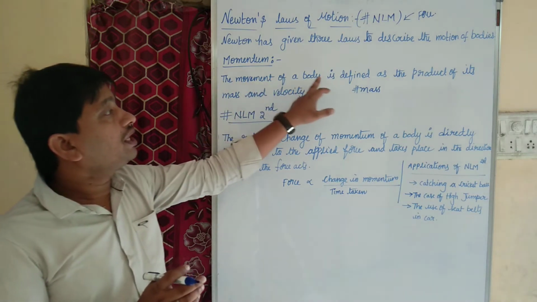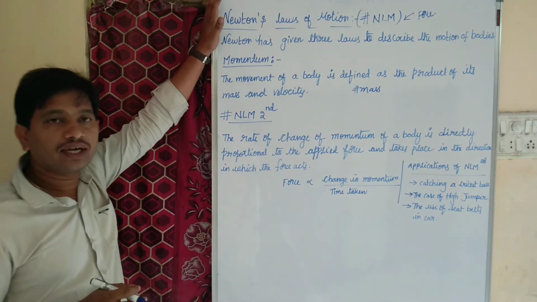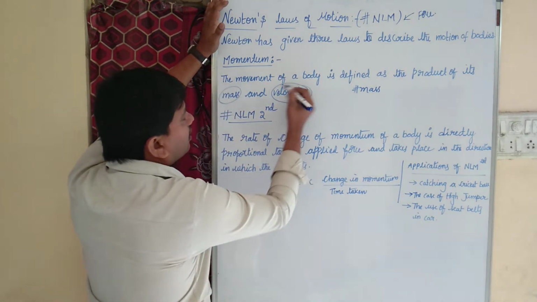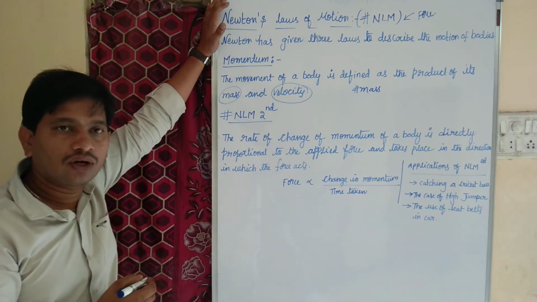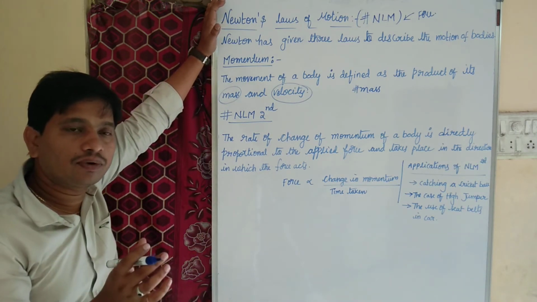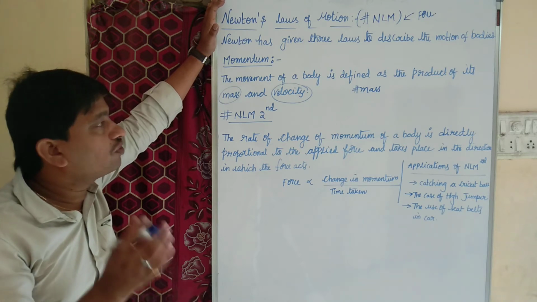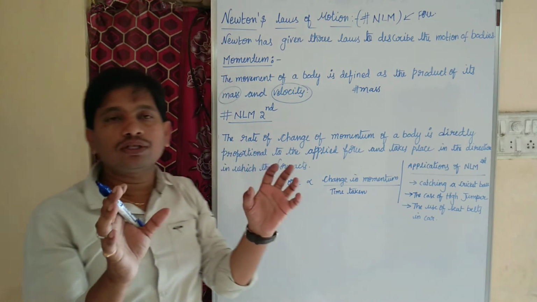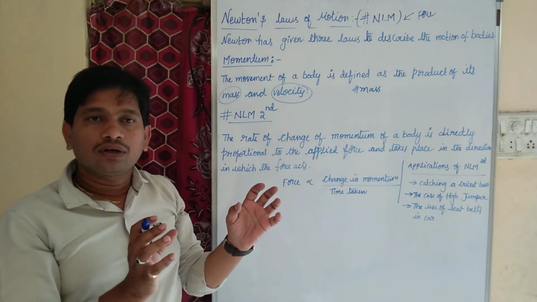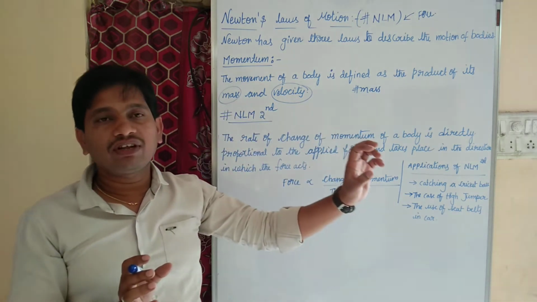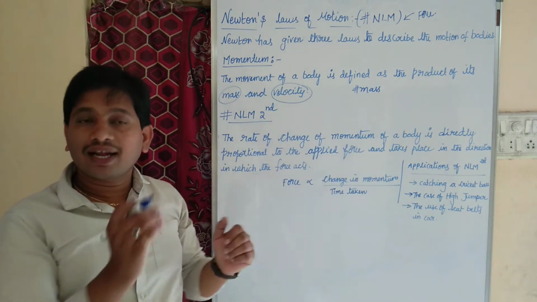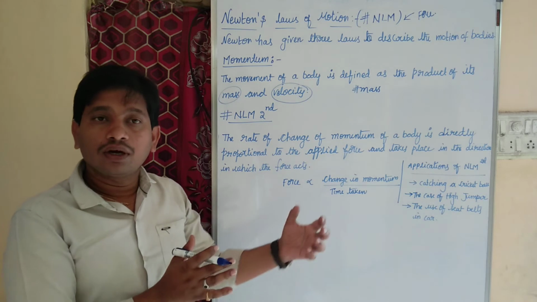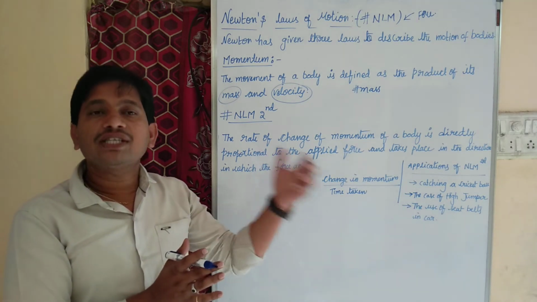The momentum of a body is defined as the product of its mass and velocity. It depends upon what and what? Mass and velocity. The force required to stop a body moving with a higher velocity is more. We have taken two balls of the same weight. One ball is traveling with a higher velocity, so in this case the ball moving with more velocity requires more force to stop.